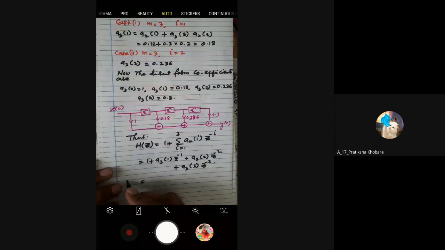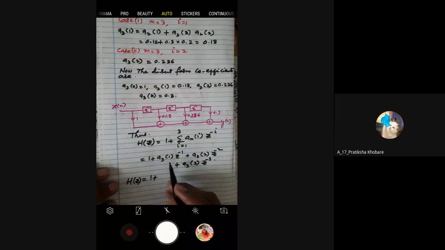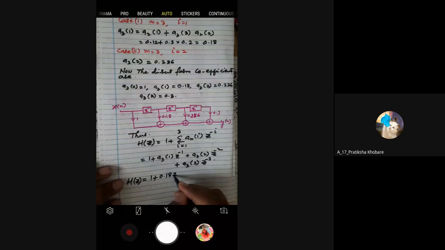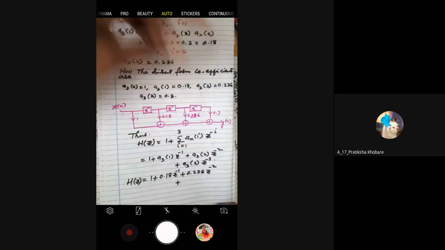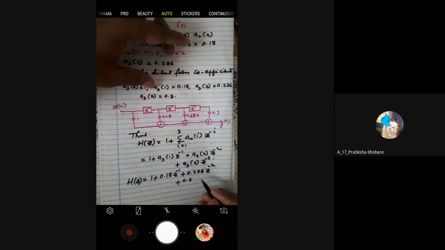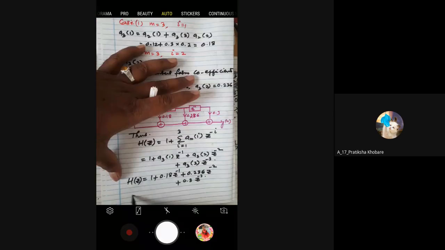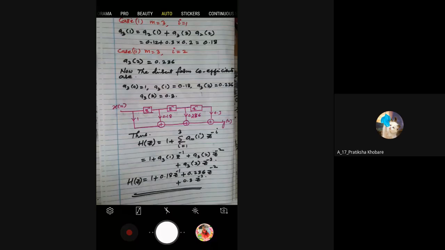We write it as H of z equals to 1 plus the value of a3 of 1 is 0.18, so 0.18 into z power minus 1 plus a3 of 2 is 0.236 into z power minus 2 plus a3 of 3 is again 0.3 into z power minus 3, right? So this is the way how we can write a transfer function from the lattice coefficients.